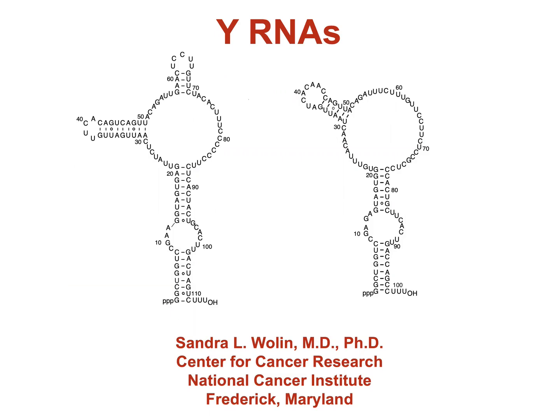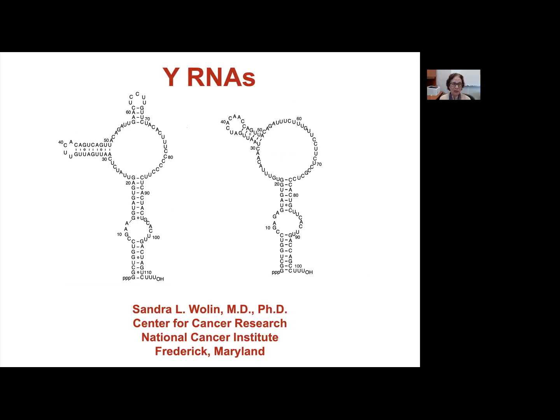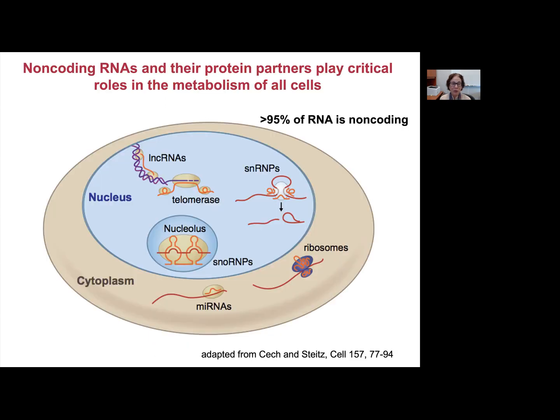In this module, I will describe non-coding RNAs called Y-RNAs and tell you what we know about their cellular functions. The vast majority of cellular RNAs do not code for proteins and are thus referred to as non-coding RNAs. In cells, these RNAs are normally bound by proteins to form RNA protein complexes, or RNPs. Some of the major classes of RNPs in mammalian cells are shown here.